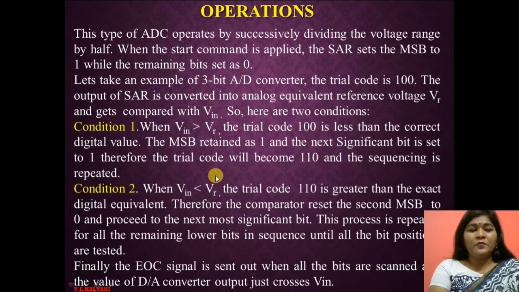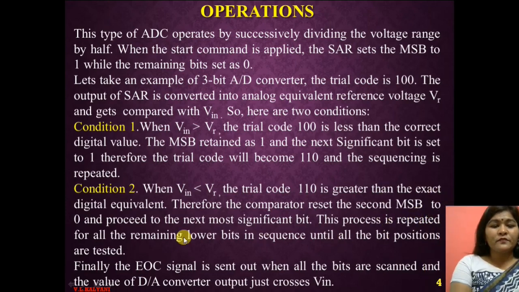So the sequence is repeated, and in condition number 2, when Vin is less than VR, the trial code 110 is greater than the exact digital equivalent. Therefore, the comparator resets the second MSB to 0 and proceeds to the next most significant bit. This process is repeated for all the remaining lower bits in sequence until all the bit positions are tested. Finally the end of conversion signal is sent out when all the bits are scanned and the value of the D/A converter output just crosses Vin.